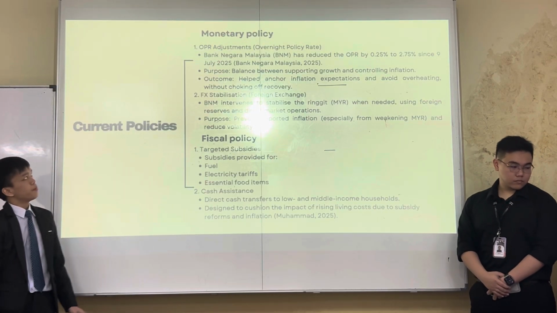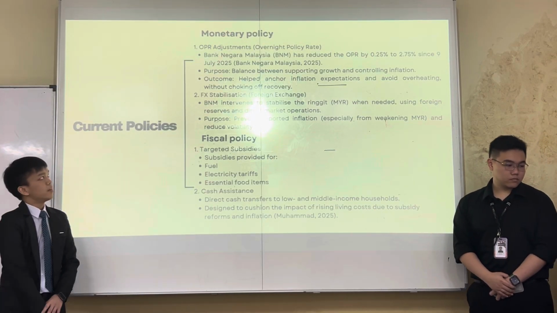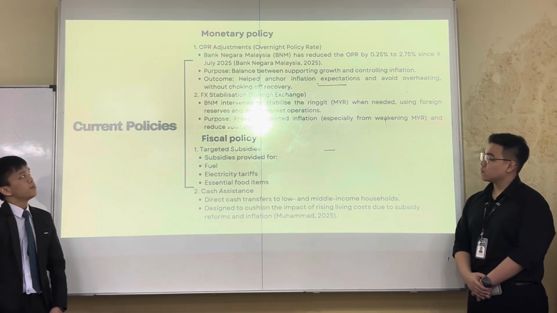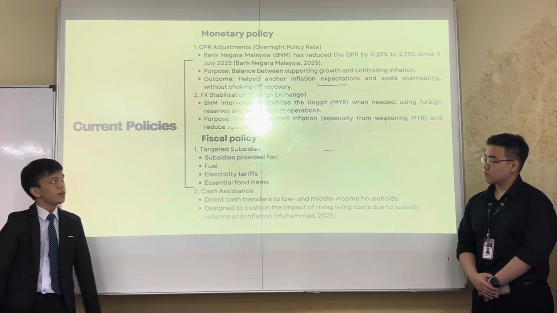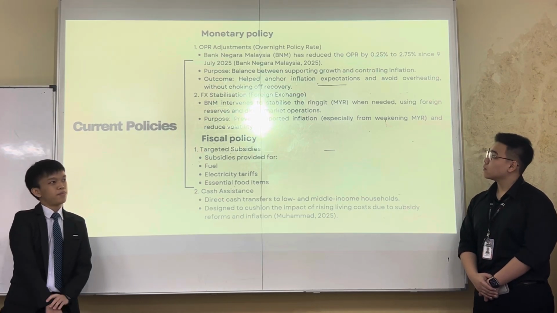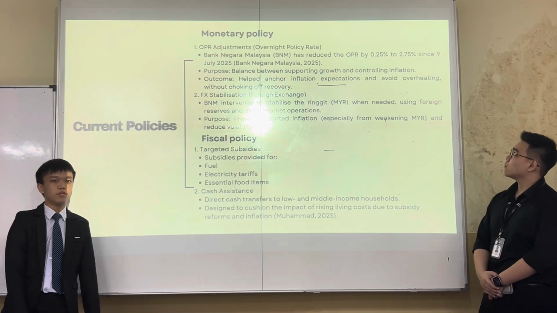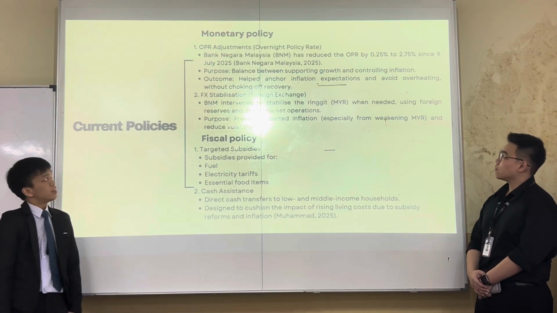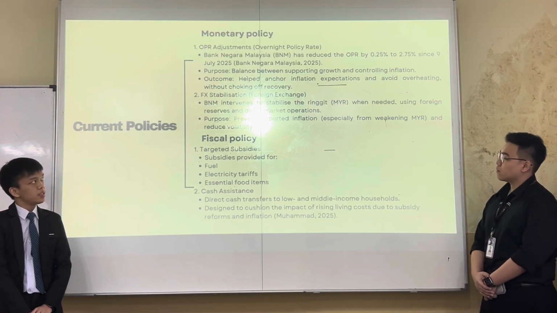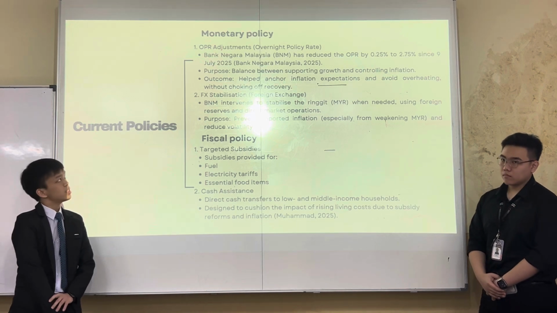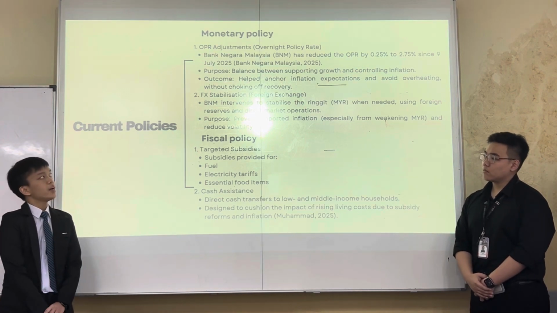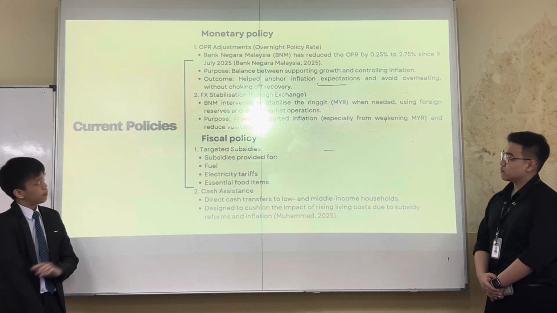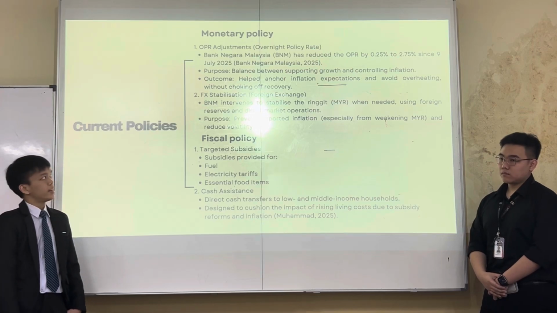Okay, under the monetary policies, the first one is about the overnight policy rate, OPR, adjustments. Bank Negara Malaysia has reduced the OPR by 0.25% from 3% to 2.75% since 9 July 2025. The purpose is to balance between supporting growth and controlling inflation, and the outcome will help anchor inflation expectations and avoid overheating while talking of recovery.